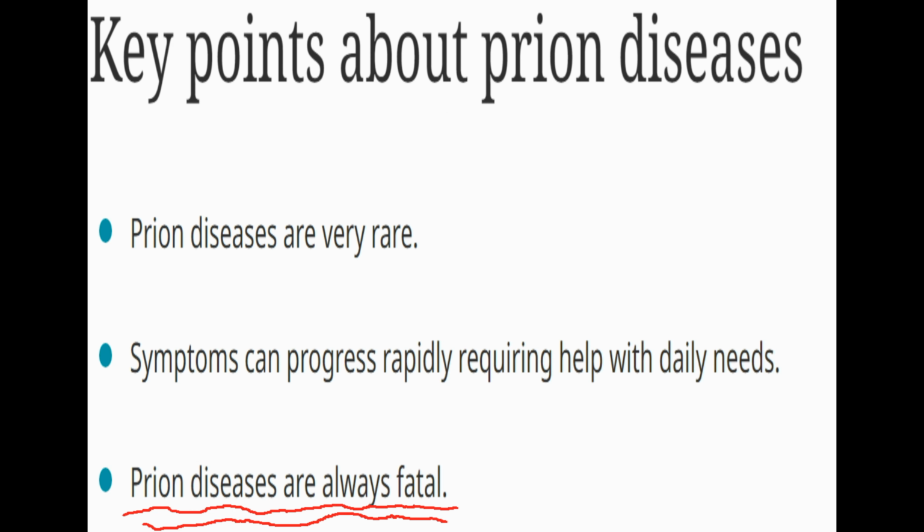So yeah, just to round out this little bit about prion diseases in humans, they are very rare, thankfully. However, symptoms progress rapidly, requiring help with daily needs, going to the bathroom, feeding, and just all of the help, hospice care, palliative, expensive. It's expensive and very sad. And always fatal. So keep that in mind.